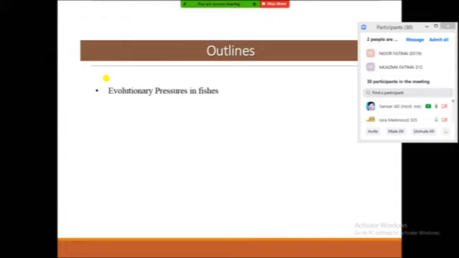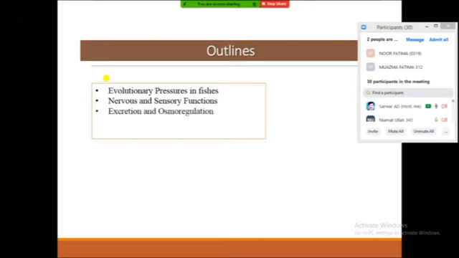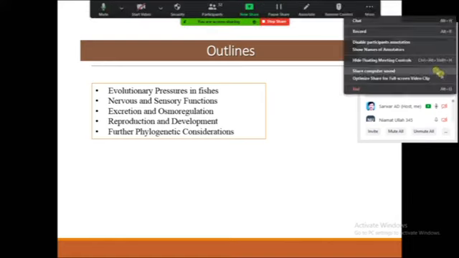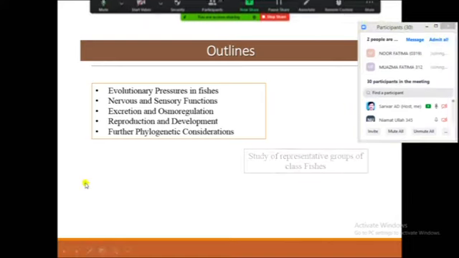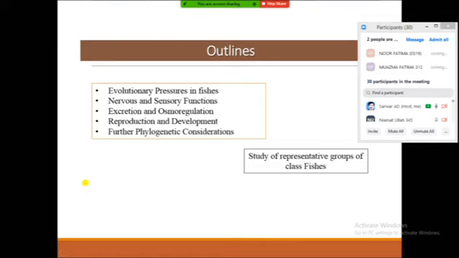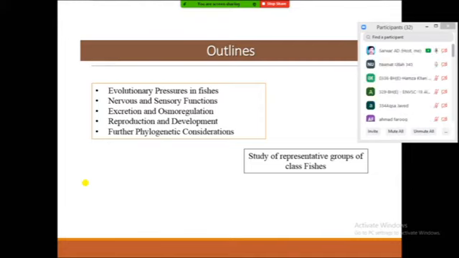At the start, we will discuss the evolutionary pressure in fishes, and under this, we will discuss nervous and sensory functions, excretion and osmoregulation, reproduction and development, and further phylogenetic considerations. These are the topics of the entire week, and finally we will discuss the study of the representative group of the class Pisces, or the fishes. This will be the practical.